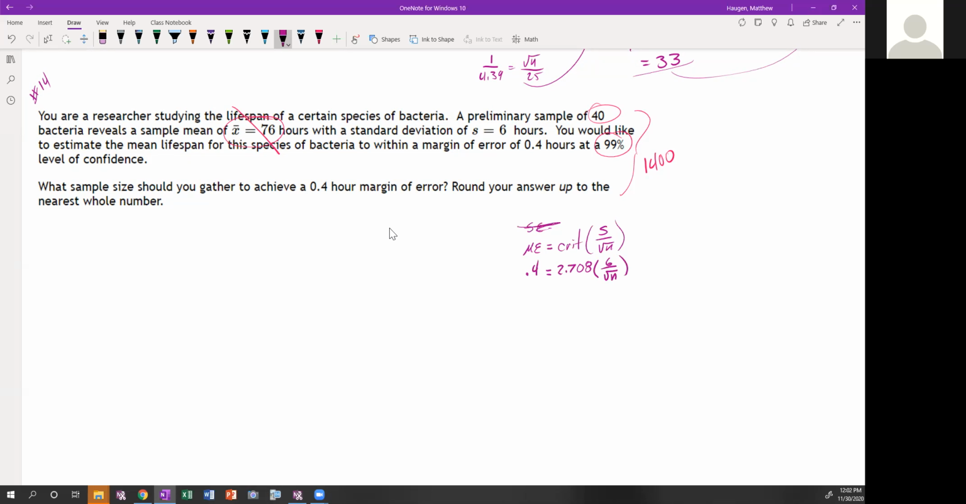Right. So using algebra rules, we have 2.708 times 6 over root n equals 0.4, and then through the magic of algebra, move n over and replace it with 0.4 and have root n equals that fraction. Yeah, you can do it that way. Equals 2.708 times 6 over 0.4, and then square that. And I get 1650 for the sample size.